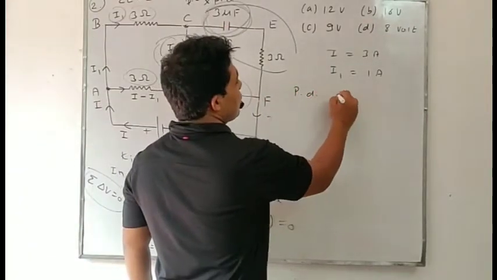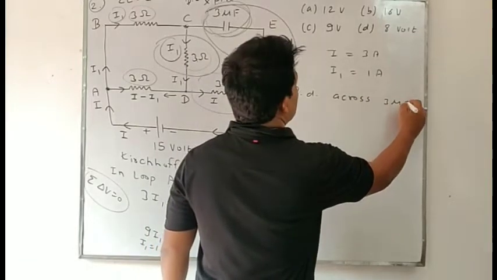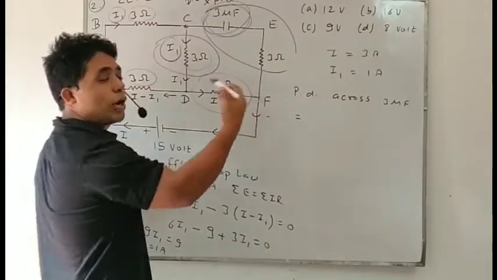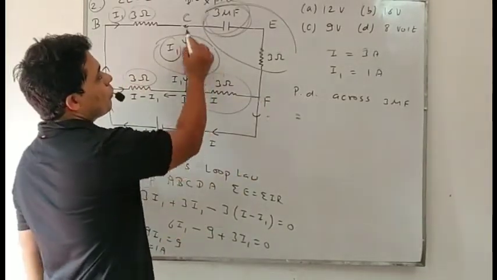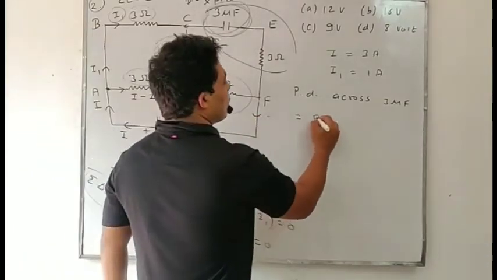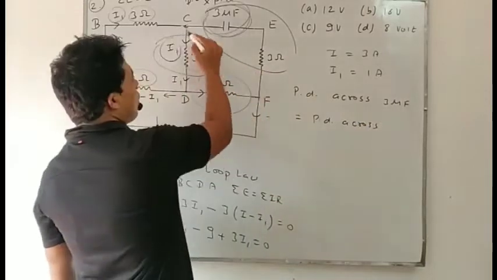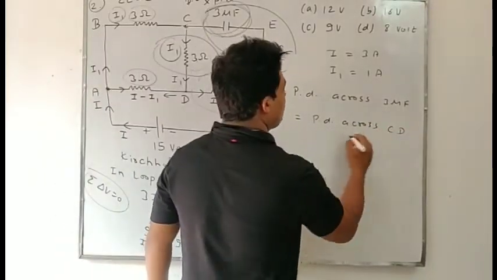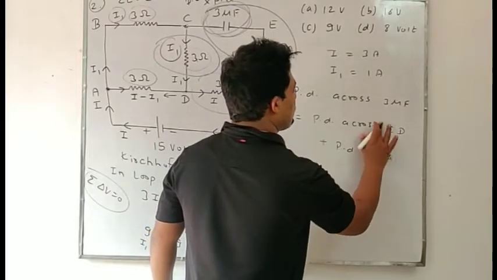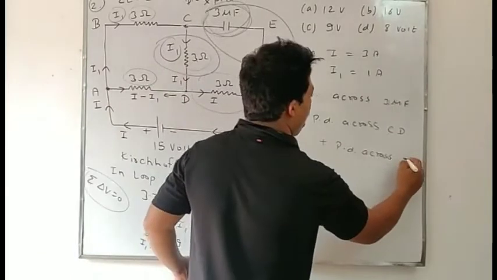So potential difference across 3 microfarad will equal the potential difference across CF. For getting the potential difference across CF, we'll take these two wires, CD and DF. Potential difference across CD plus potential difference across DF.